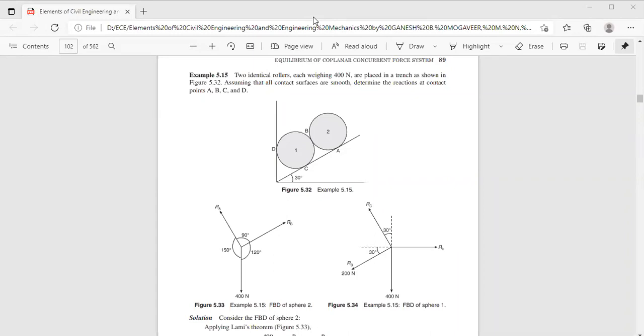RD is equal to, you can write an equation, RD is equal to plus RC cos 60 plus 200 cos 30. Correct? So you know the value of RC, you can substitute and you can find the value of RD. So what is the answer? RD?